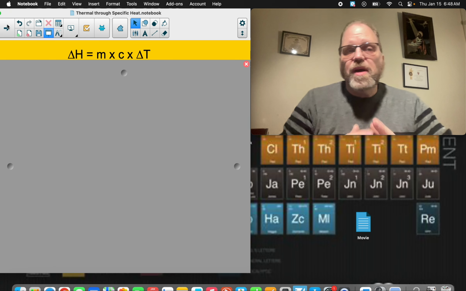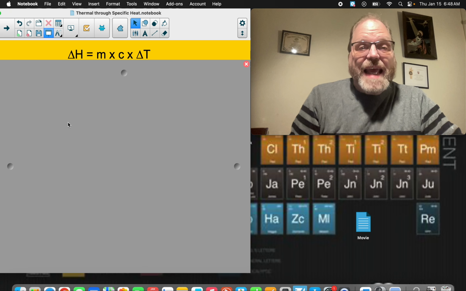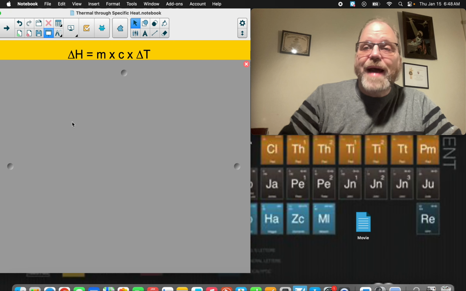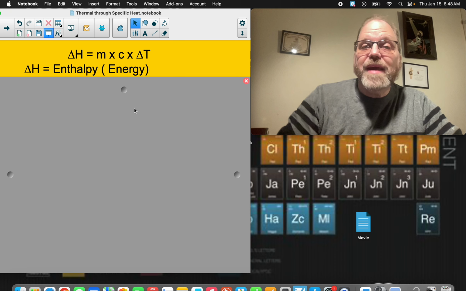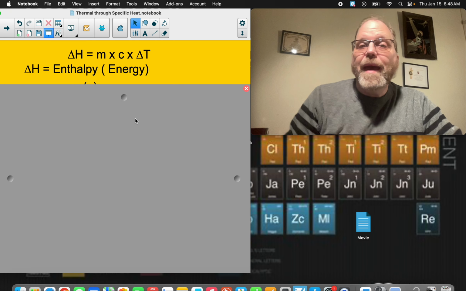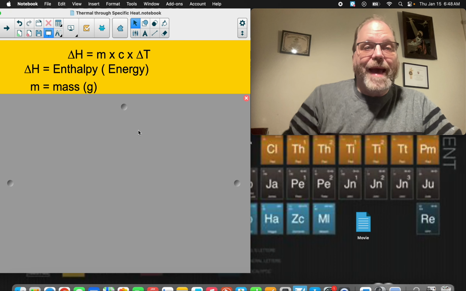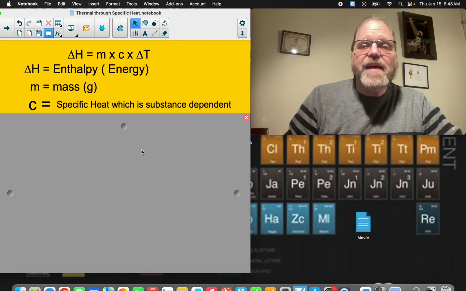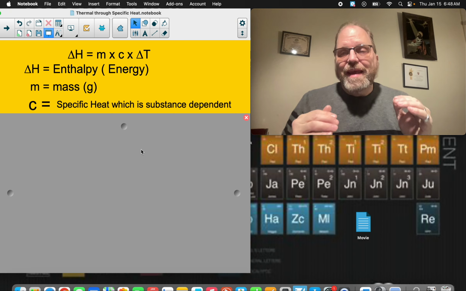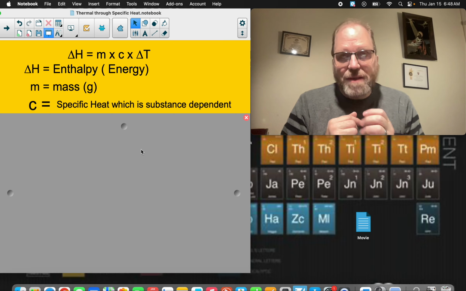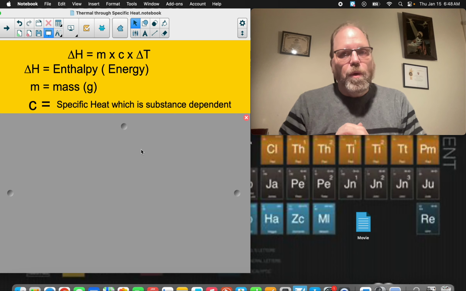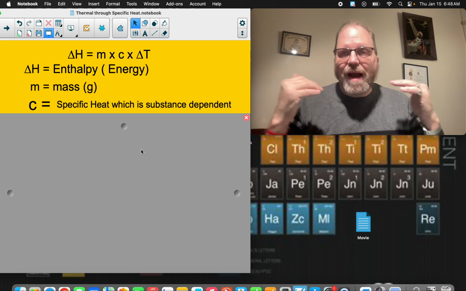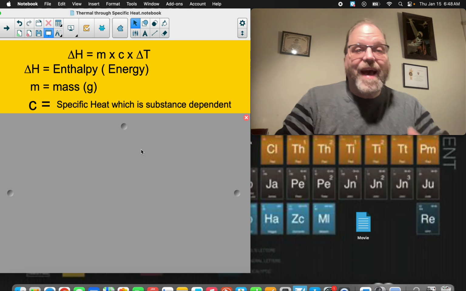All right, so here's our equation for specific heat. Delta H is equal to M times C times delta T, where again, delta H is enthalpy, energy expressed in joules. M is mass in grams. C, specific heat, is the amount of heat, which is substance dependent. It's an intensive property, which means it doesn't matter how much you have, it's always the same value.